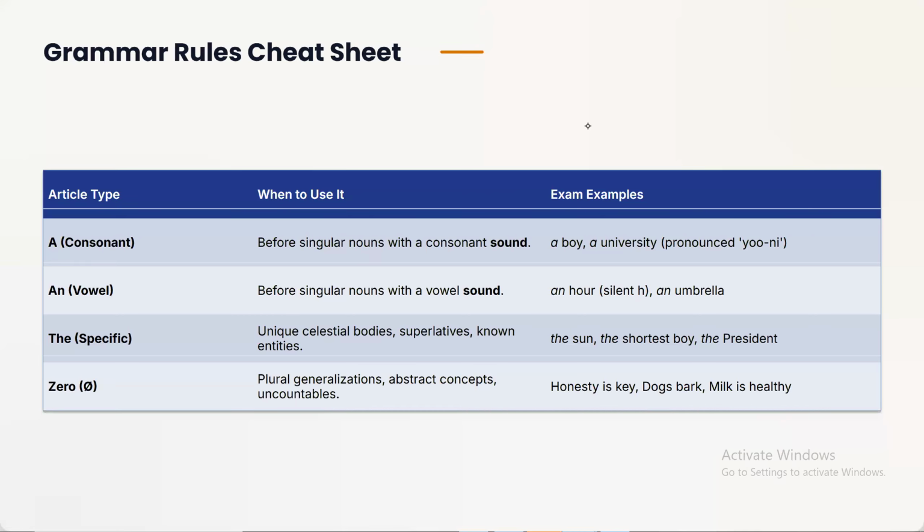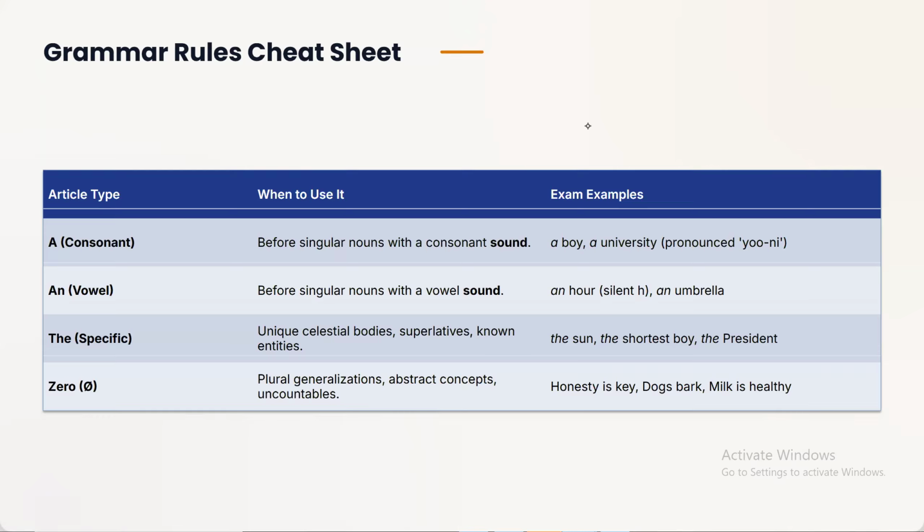So we can say a university. Some people will say, oh, why a university? University. That is you. No, the sound is you, which is Y, pronounced as you. So that will take on a. Please, this lesson is indispensable. It's really essential for you to avoid many errors.